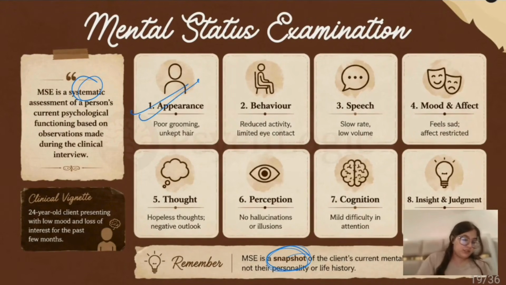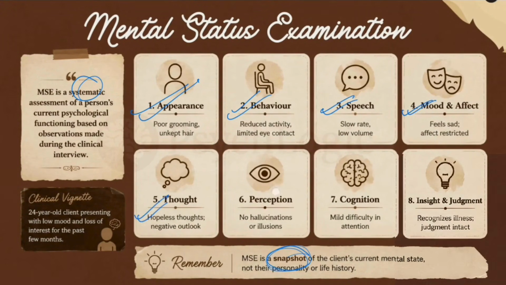It has 8 broad domains: appearance. It starts before even the client starts speaking. The client enters, assessment starts. Okay. Appearance, you will see the grooming, the hygiene, things like that. Then we have behavior, we have speech, we have mood, we have thought, we have perception, cognition, insight, and judgment. Okay. Appearance, behavior, speech, mood, affect, thought, and cognition we'll discuss.